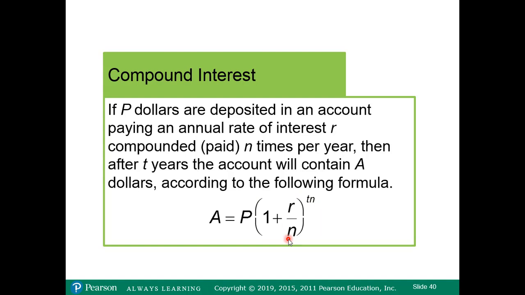But what if it's compounded differently? What if it's compounded monthly? Okay, then n would be 12. Or if it was compounded quarterly, that would mean n would be 4 because it compounds 4 times a year. Or what if it's weekly compounding? Then it would be 52. Or if it was daily compounding, then you would have 365. Okay, see what I mean? And so the n, which is the number of compounds, changes depending on the problem.